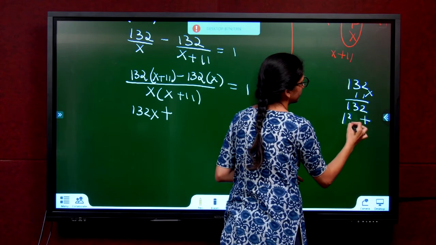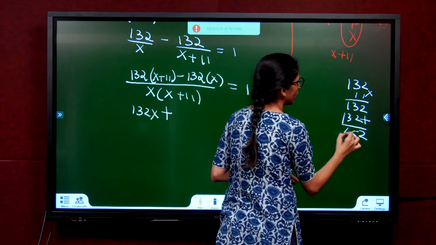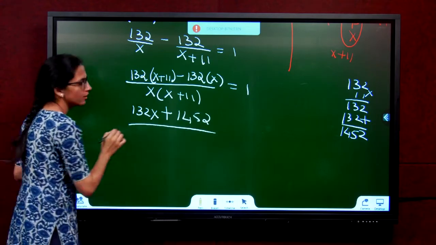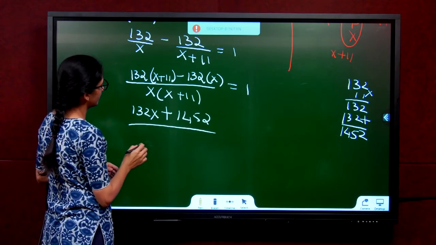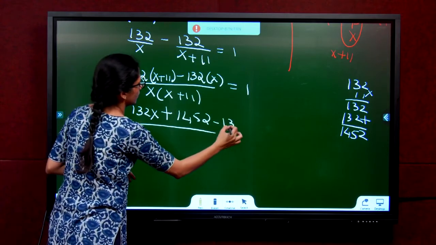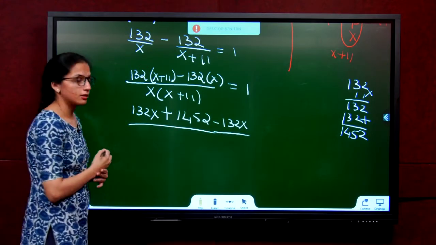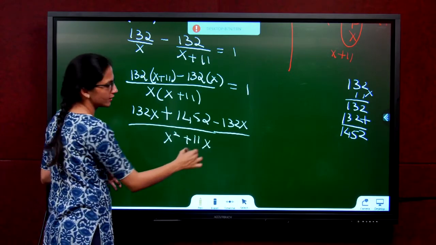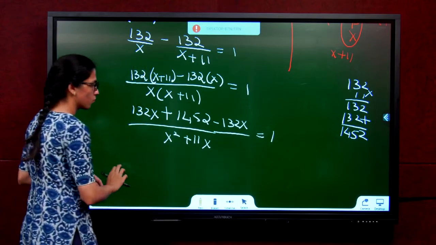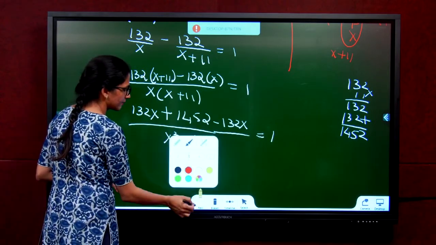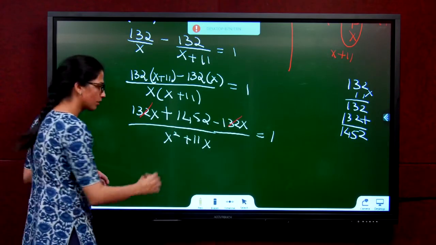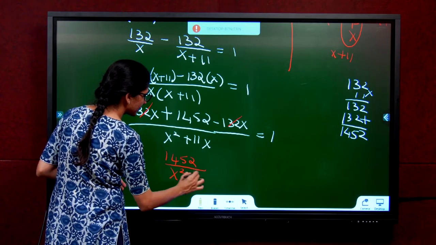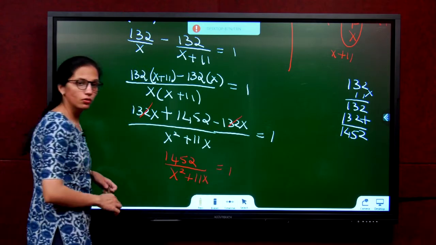Please multiply. 2541. So this number is 1452 divided by... did I miss out on any term? Yes, minus 132x. Okay, divided by x into x, x square, x into 11, 11x is equal to 1. 132x minus 132x cancels out. 1452 divided by x square plus 11x is equal to 1.